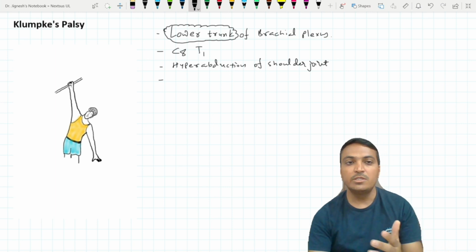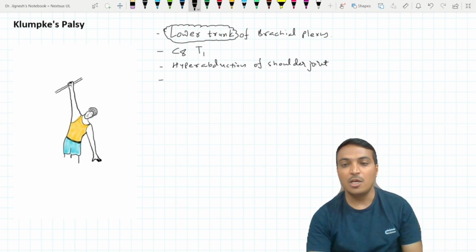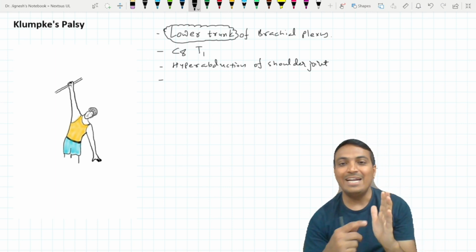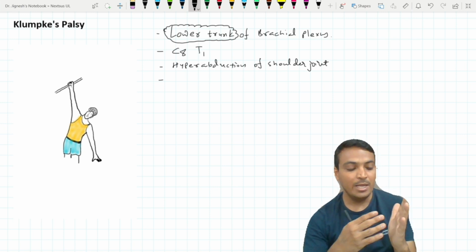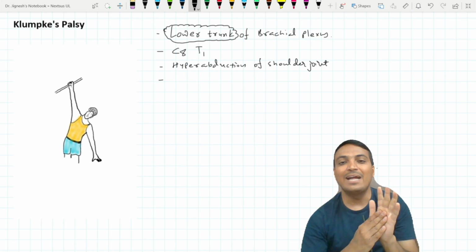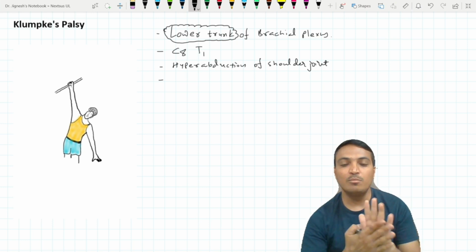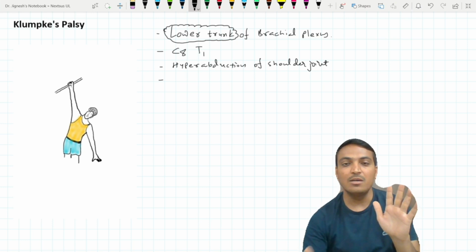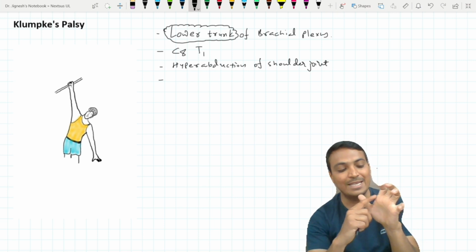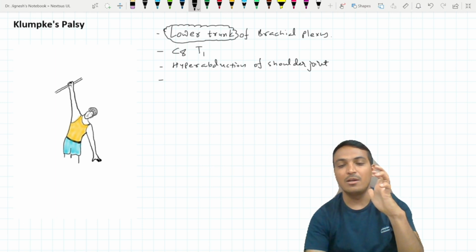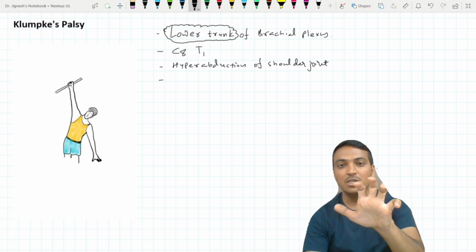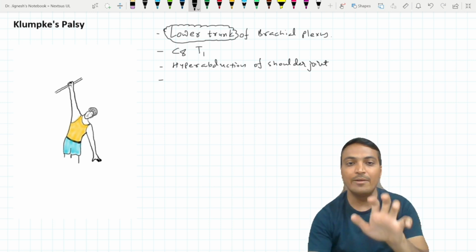The symptom concerned with Klumpke's palsy is the claw hand, because the C8 and T1 roots are responsible for providing the nerve supply to the intrinsic muscles of the hand, and when these intrinsic muscles of the hand are paralyzed, it will lead to hyperextension of the metacarpophalangeal joint and flexion of the interphalangeal joint, and that will give rise to the symptom of the claw hand.